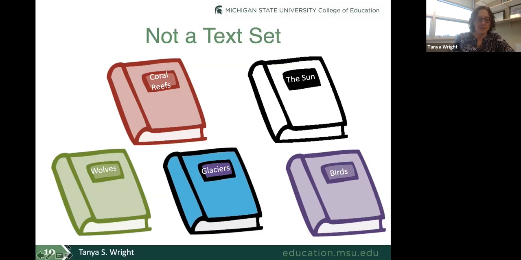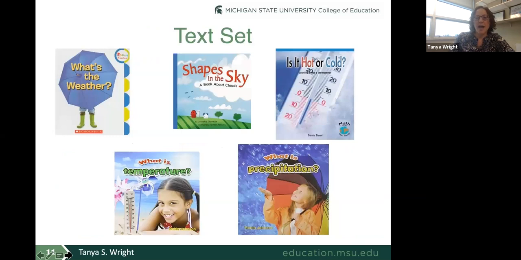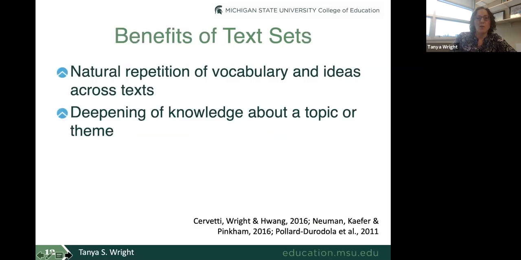Here is a text set. Okay. Here are 5 texts that all focus on weather and climate in kindergarten, where this aligns with some of the science standards that kids are going to learn about weather and weather forecasting. So what could example B do for kids that example A can't? Well, when we read a set of texts that are all related, we're likely to see some natural repetition of the vocabulary and the ideas across the texts. So we're deepening students' knowledge about that topic or theme.